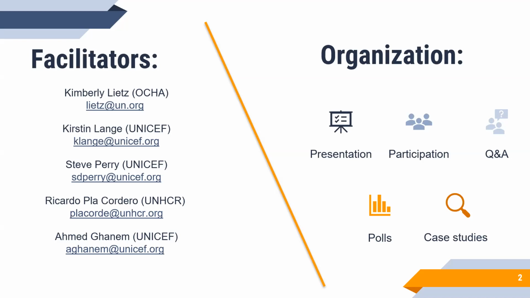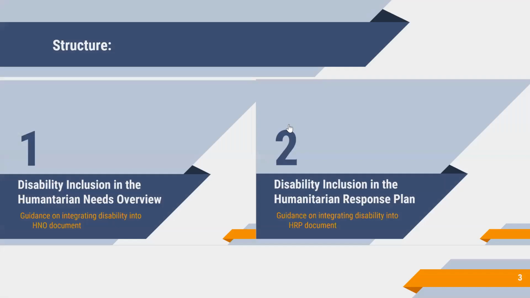We will discuss to which extent disability is included in the HNO and HRP. For those who know what HNO and HRP are, or have been working on them, they are part of the humanitarian program cycle. The humanitarian program cycle refers to a series of actions undertaken by the management of a collective humanitarian response operation to ensure that there is an accurate humanitarian response. HNO refers to the humanitarian needs overview, and HRP refers to the humanitarian response plan.